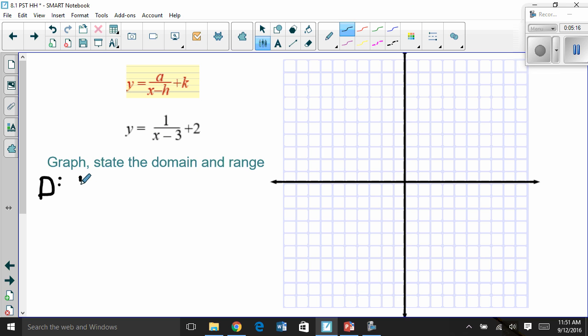So our domain here is going to be all real numbers, except now, instead of except 0, we're going to do except 3, because when we plug 3 in, we get 0 on the bottom. So for our range, we're going to also get all real numbers. But now, we won't ever get out what we would get if we put 3 in.